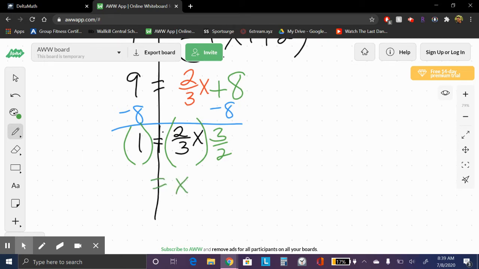Over here, whatever I do to the right side, I also have to do to the left side, so I have to multiply this by 3/2. And lucky for us, anything times 1 is itself, so it's 3/2. And that's my final answer.